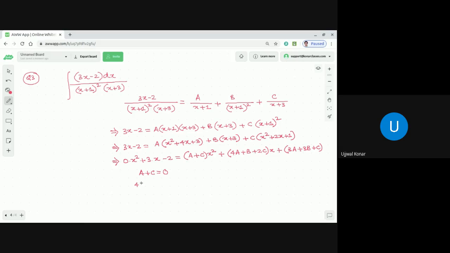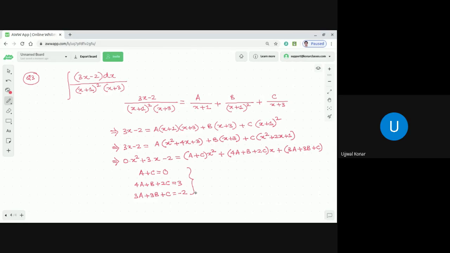Then 4a plus b plus 2c, that is the coefficient of x in the right hand side, should be equal to the coefficient of x in the left hand side, which is 3. Then the constant term in the right hand side is 3a plus 3b plus c. That should be equal to the constant term in the left hand side, that is minus 2.